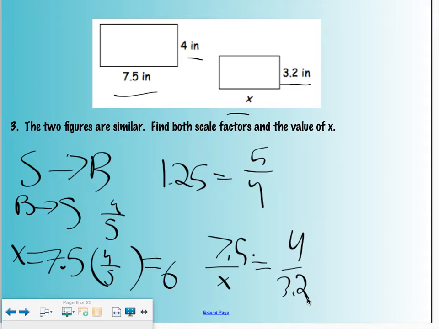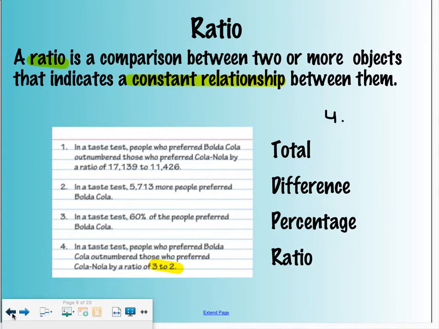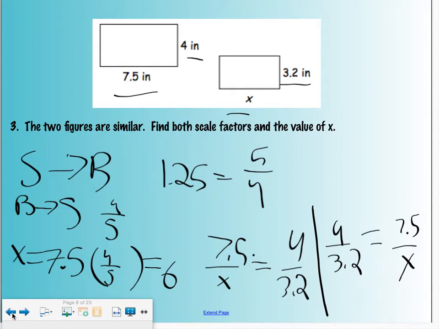Jack? 4 over 2.2 and 7.5 over x. 4 over 3.2 equals 7.5 over x. Okay. So there's an example. Another one. Okay, before we move on, any questions about cross multiplying or scale factors, finding sides, finding angles, what it means to be a similar figure?